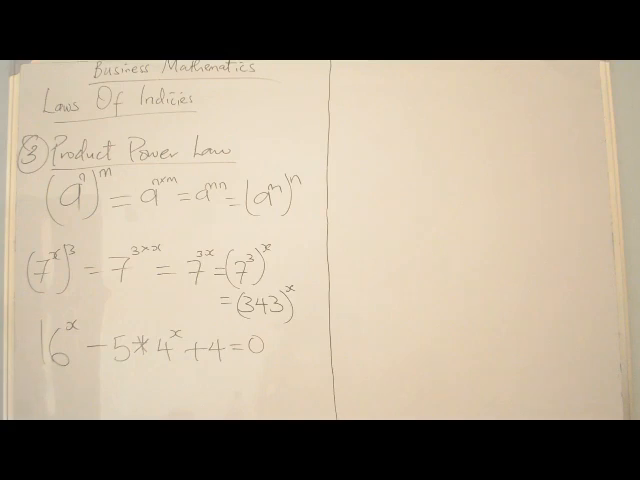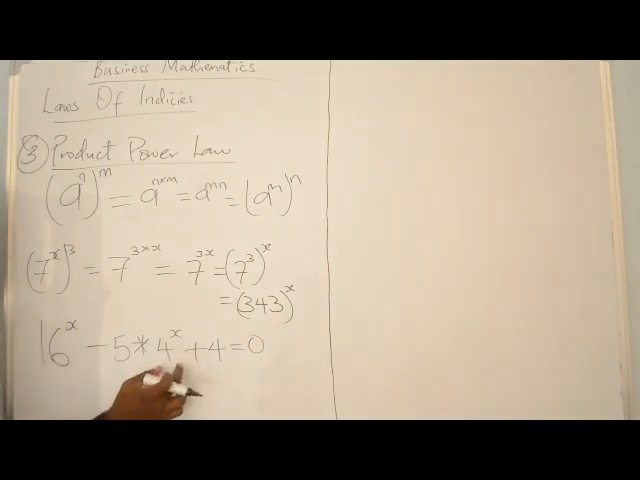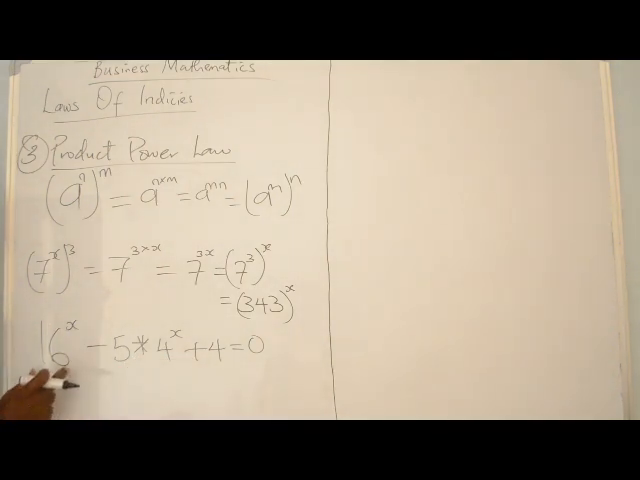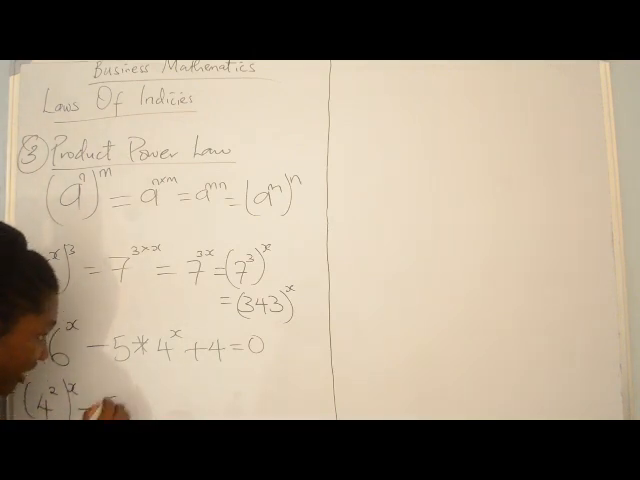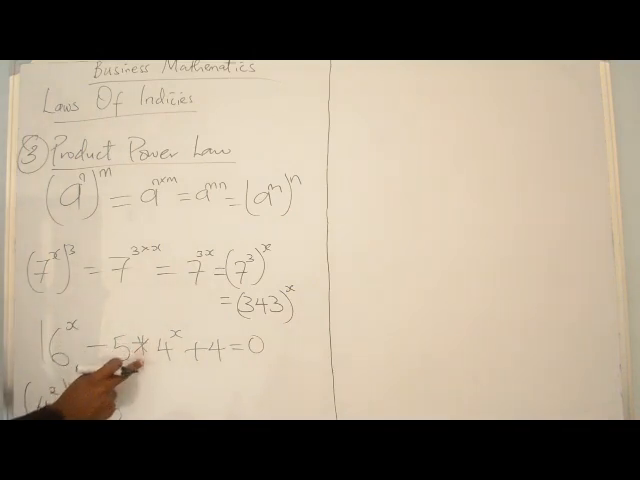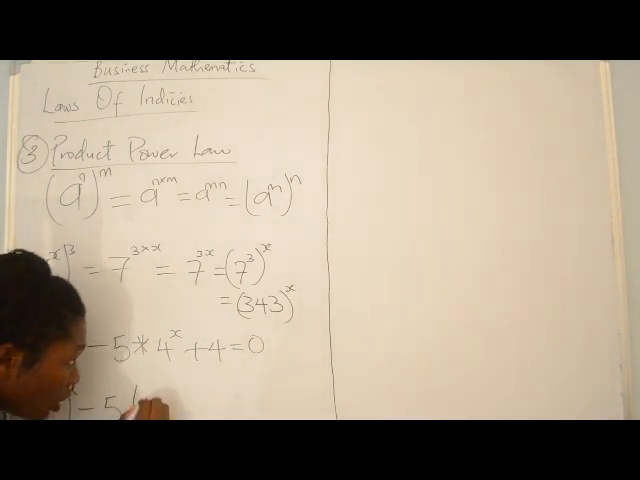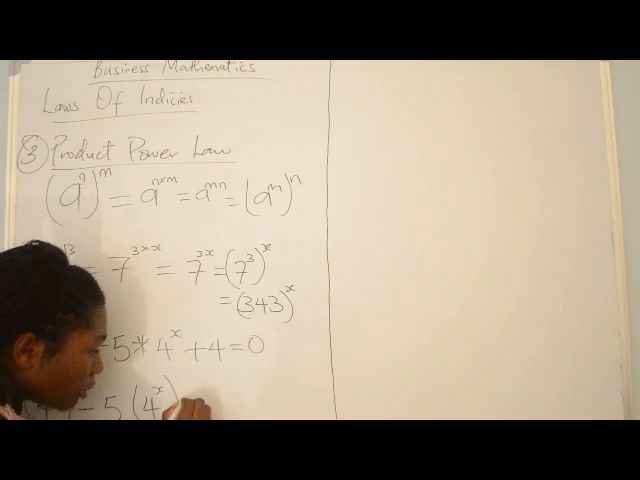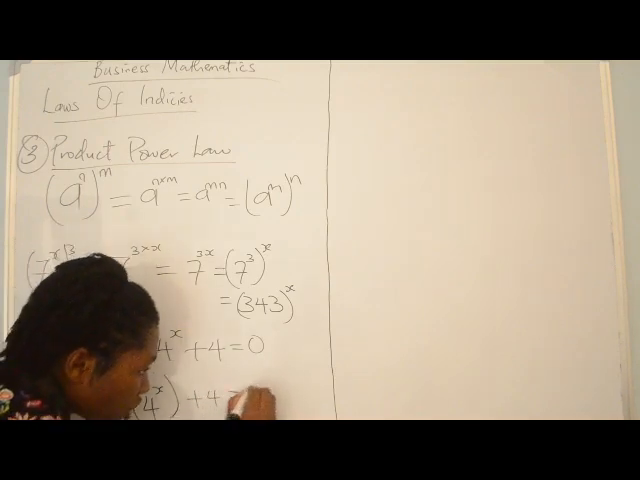Let's continue. Using the product power law, we are going to break down our 16 raised to power x. We can see the unknown here also has a base of 4, so we can simplify 16 with 4. We'll have 16 as 4 raised to power 2, all raised to power x. This is what our product power law looks like. We can break down or simplify 16. Now we have minus 5. Instead of a multiplication sign, I'll be using a bracket, plus 4 is equal to 0.